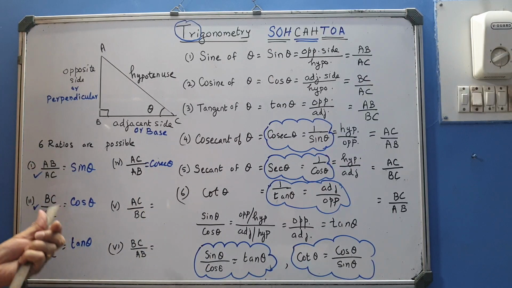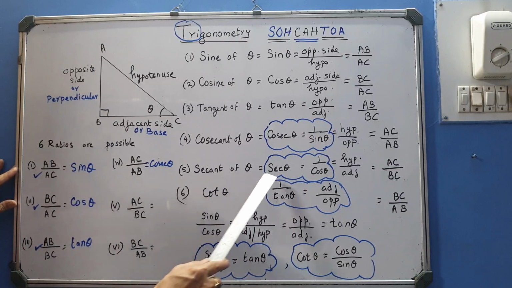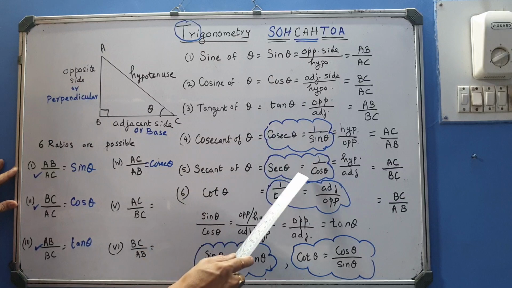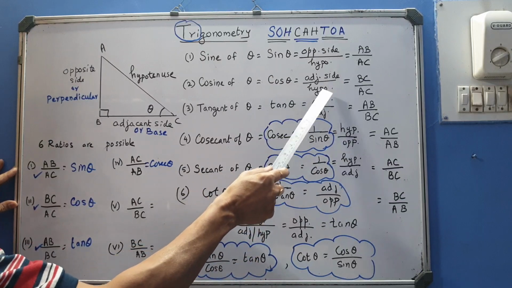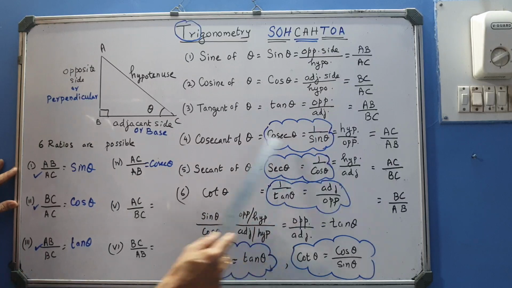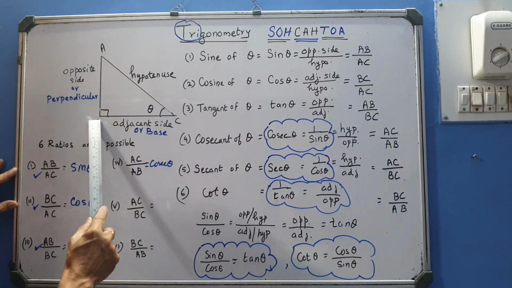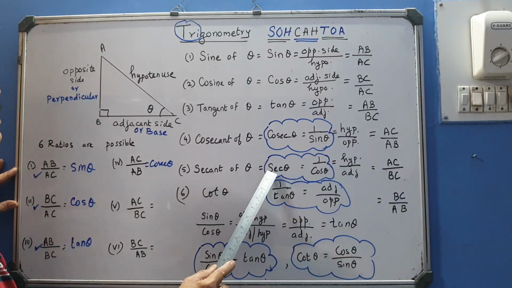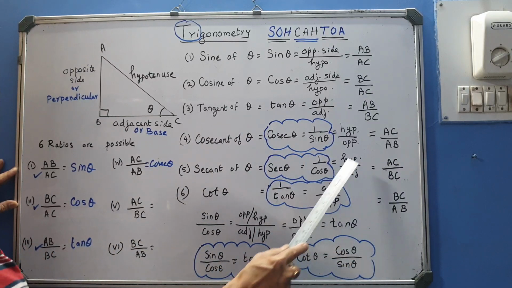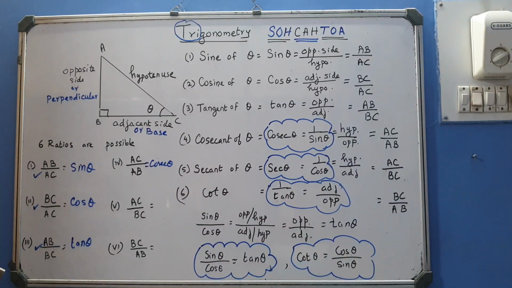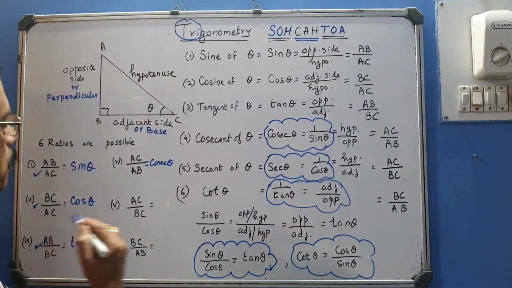Now the fifth ratio is secant of theta. Secant of theta, short form sec theta, is the reciprocal of cos theta. So it will be the reciprocal of this, that is hypotenuse by adjacent side. Which is the hypotenuse? AC. Adjacent side is BC. So AC by BC. So sec theta is the reciprocal of cos theta, which is hypotenuse by adjacent, which is AC by BC.